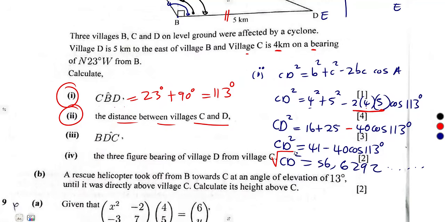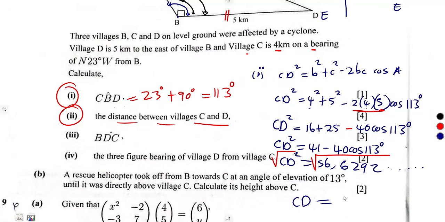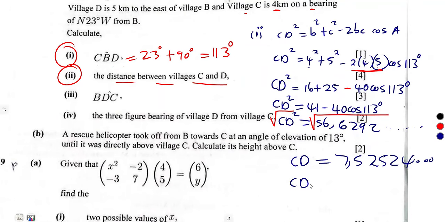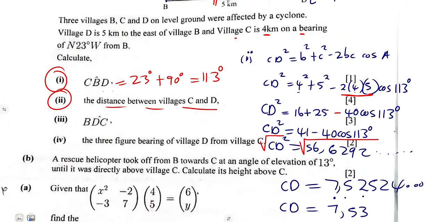So to find CD, you're going to simply introduce what? The square root. So CD is equal to the square root of the answer that you have, 56.62924. That gives 7.52524, and so on. So you can round that to what? 3 significant figures. If you're not given, use 3 significant figures. The 5 is going to change the 2 into a 3. So that's our CD in kilometers. These are in kilometers.